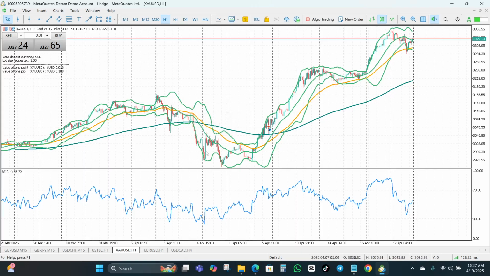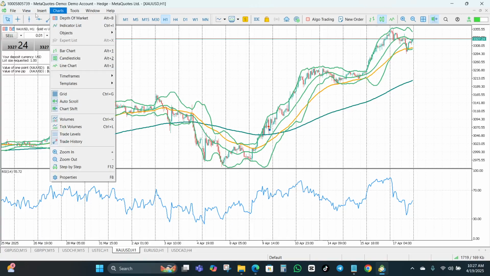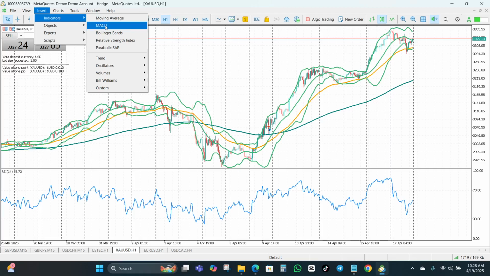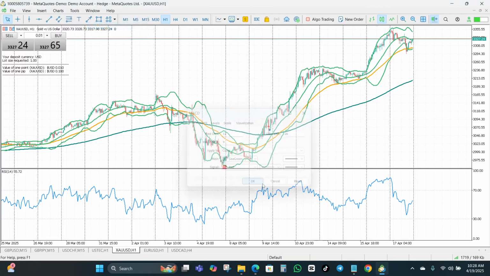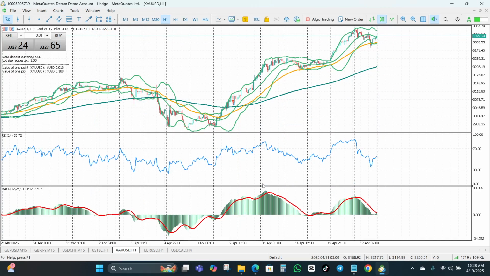Now, let us talk about the MACD, the moving average convergence divergence. The MACD is gold when it comes to spotting momentum shifts. It gives you both trend and momentum signals in one indicator. So just look for signal line crossovers or divergence between MACD and price.